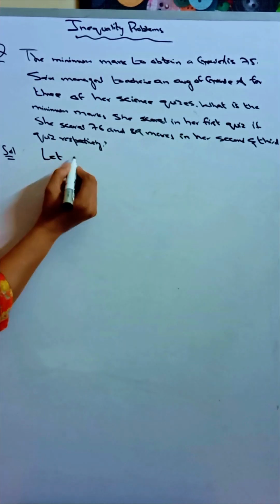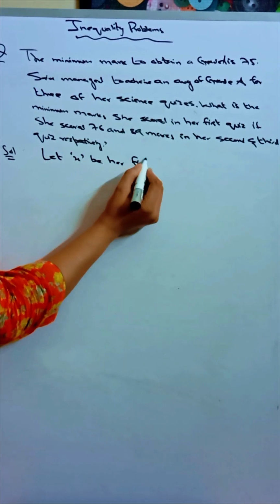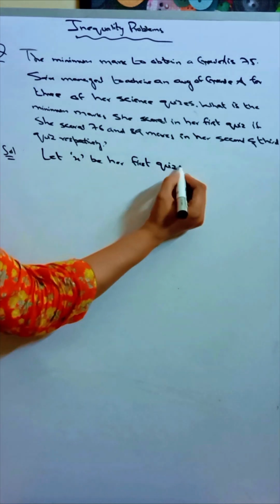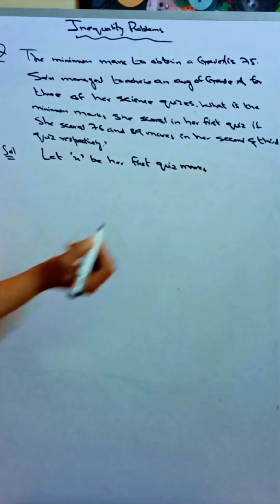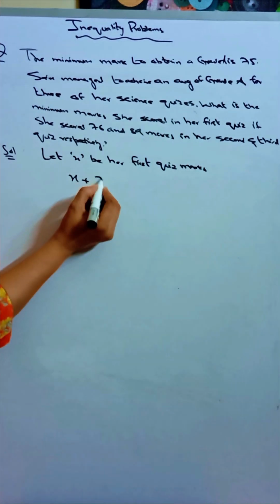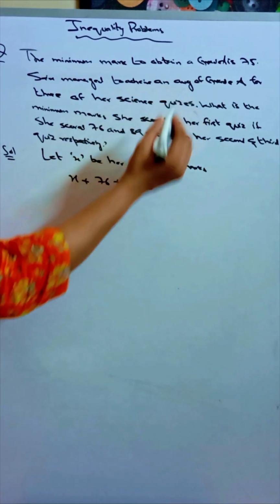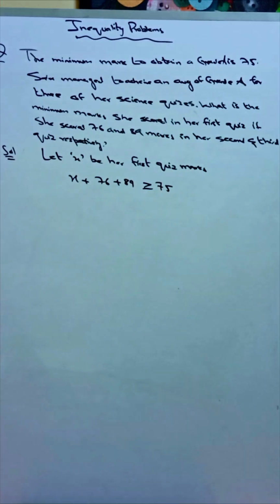As you know, first quiz marks is not written here. So we will suppose it is x. So let x be her first quiz marks. Now solve it. x plus 76 plus 89 greater than or equal to 75. Any problem here? No.